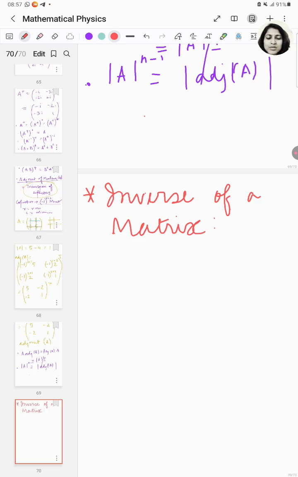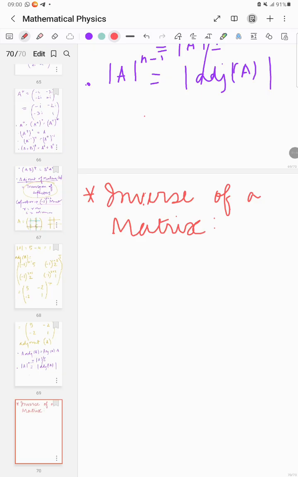matrix. This idea is very helpful in solving systems of linear equations and in many physics and engineering related problems. In this topic, we'll learn what an inverse of a matrix is and what the conditions for its existence are. It is not that every matrix has an inverse. There are certain conditions which a matrix must satisfy in order to have an inverse. So we'll look into this topic now.